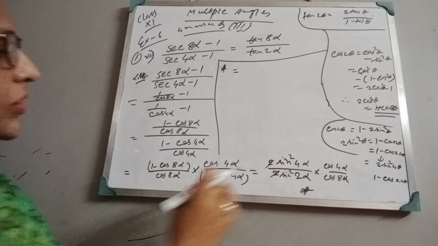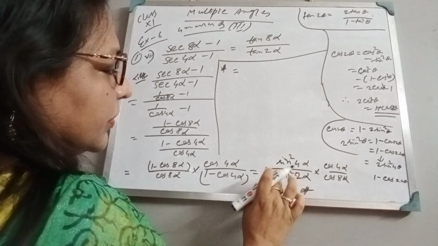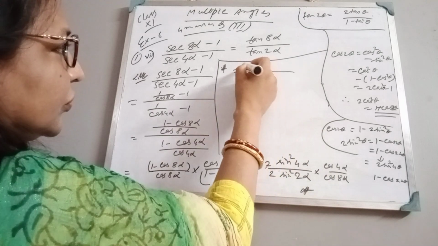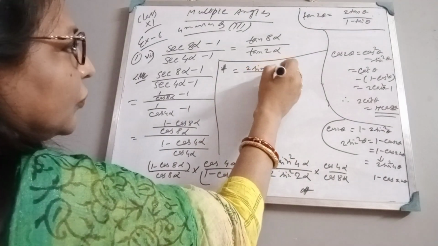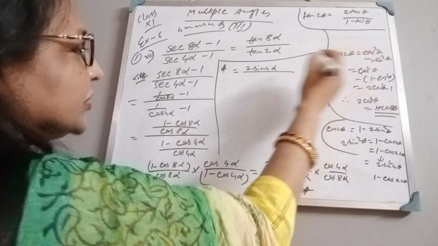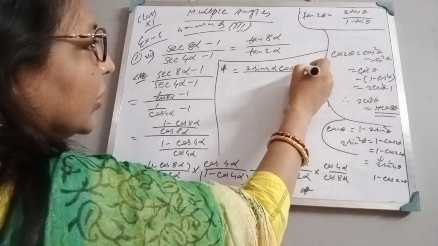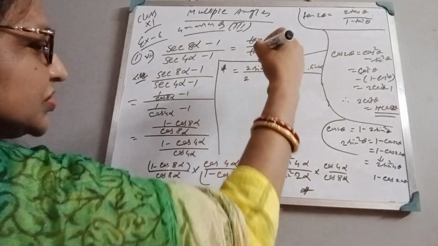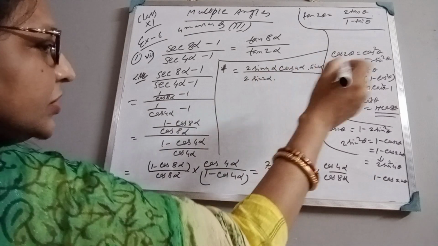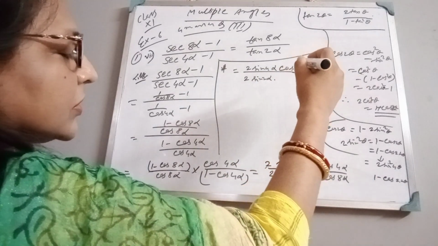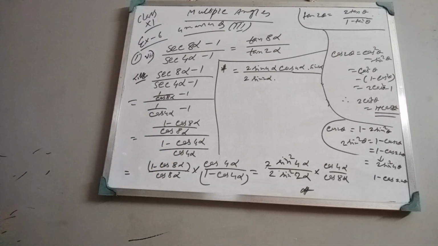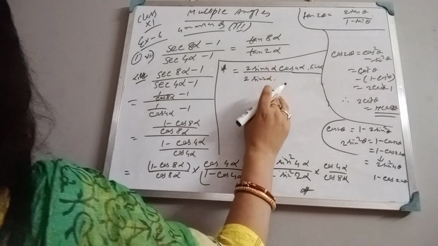You can do one thing, no need to cut this 2, then it will be easier for us. Okay, do one thing. 2 sine square 4 alpha, keep it like this: 2 sine 4 alpha into sine 4 alpha. Afterwards we will write cos 4 alpha into sine 4 alpha. Same here, 2 sine 2 alpha into cos 2 alpha, we can write now sine 2 alpha into sine 2 alpha.